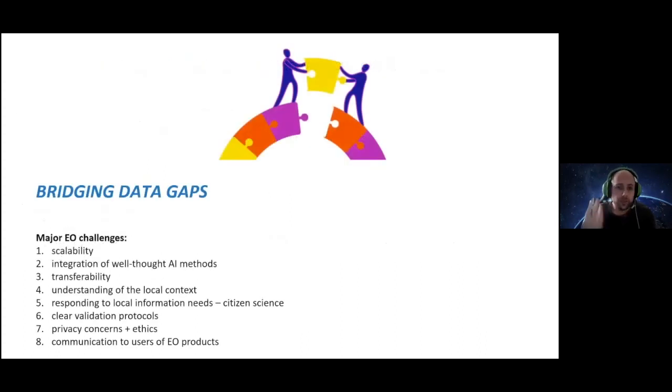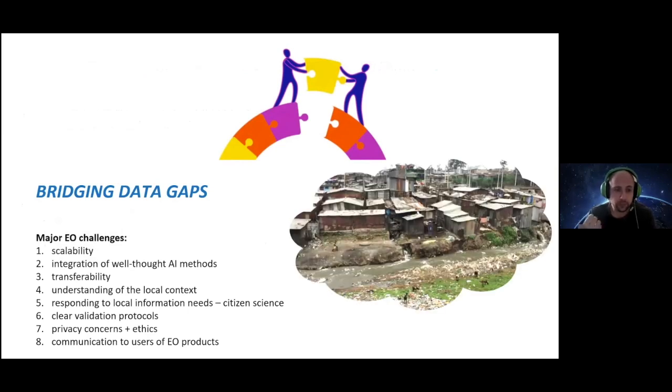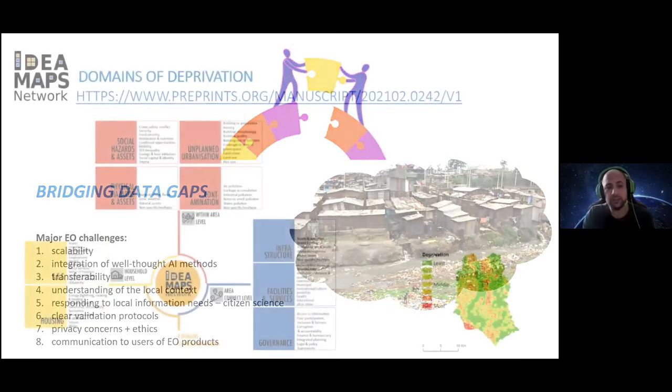So in essence, to bridge these data gaps, the major challenges are scalability, the integration of well-thought AI methods, and their potential for being transferable. But of course, there are other things, like understanding the local context. We can't just bring a method from the AI field because it's good and apply it immediately. We need to understand where we're applying it, why we're applying it, under which context. Is it responding to information needs? Is it helping people? Is it clearly validated?